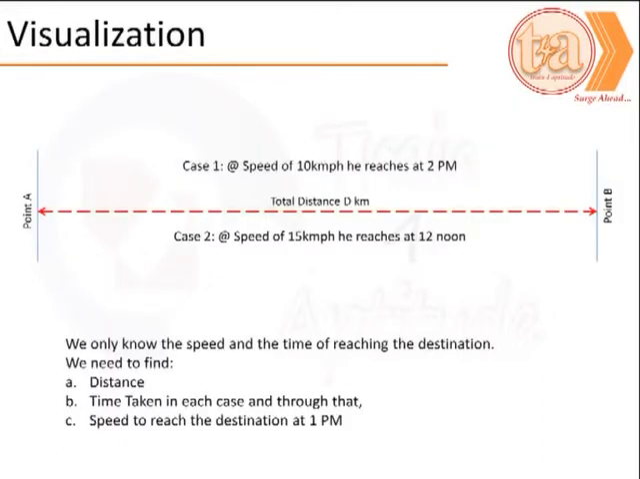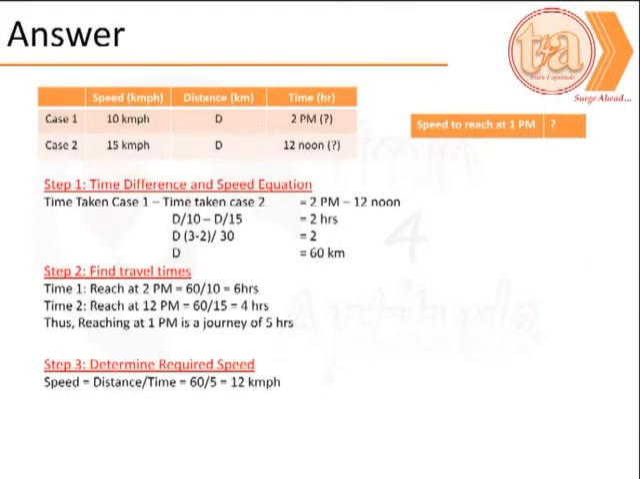We could visualize the problem to be a journey between point A and point B, separated by a distance of d kilometers. And we have two scenarios. Case 1, where the journey is at 10 kilometers per hour and he reaches the destination at 2 pm. Case 2, where the journey is at 15 kilometers per hour and he reaches at 12 noon. We only know the speed in each of the two cases. We would need to find the distance, the time taken in each case, and the speed required to reach the destination at 1 pm.